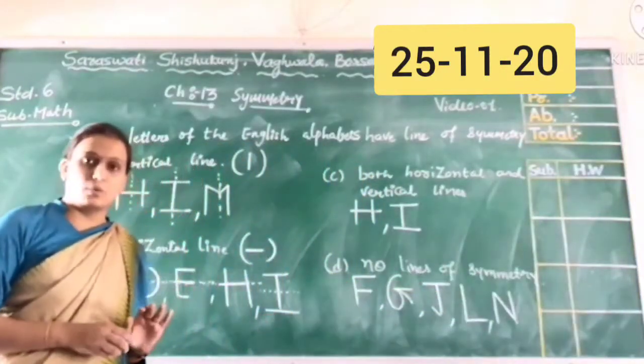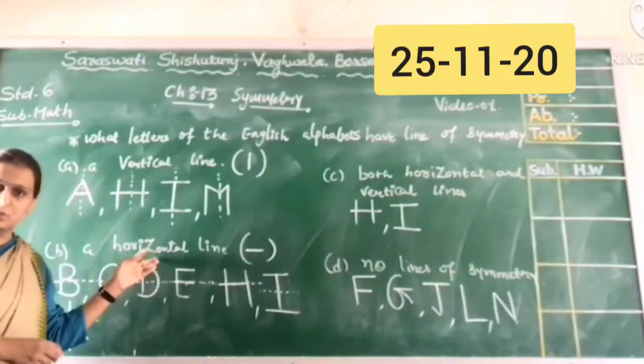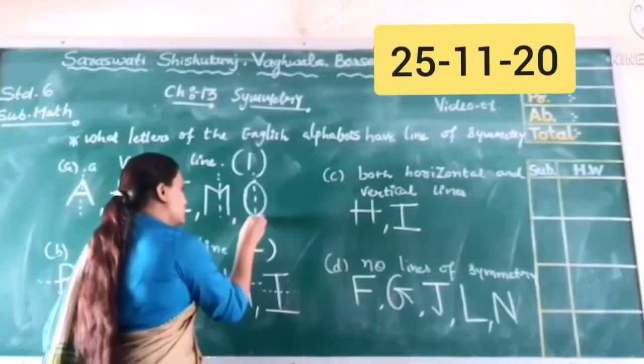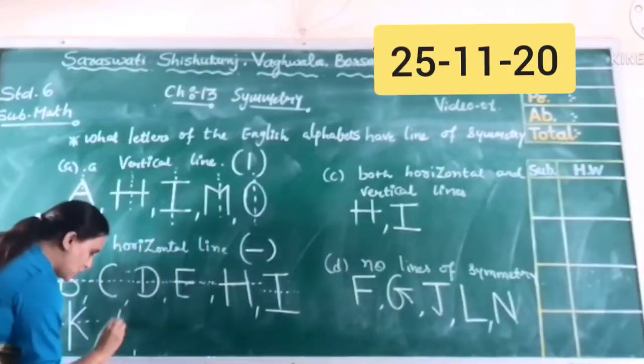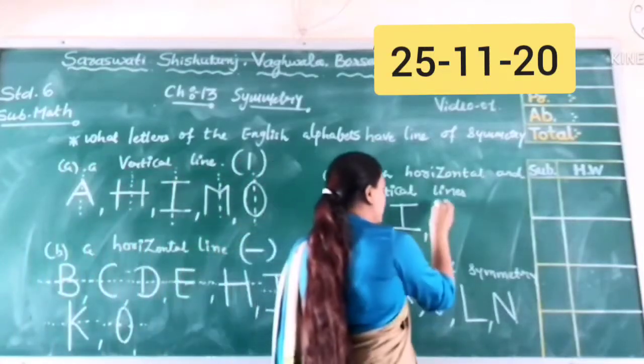Then letter O. We can draw both vertical and horizontal lines of symmetry in O. So O will come in both. It has a vertical line, and also it has a horizontal line. So letter O will come in both.